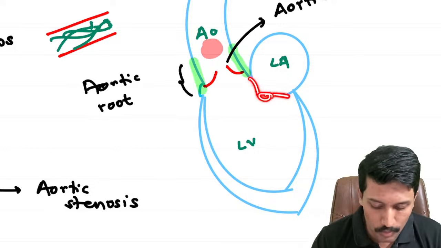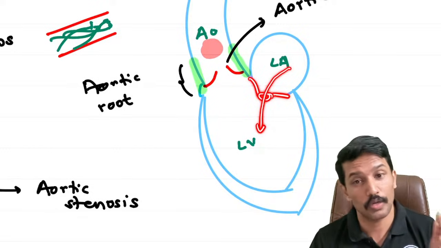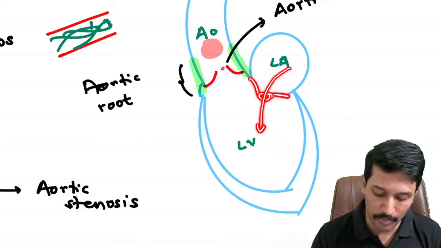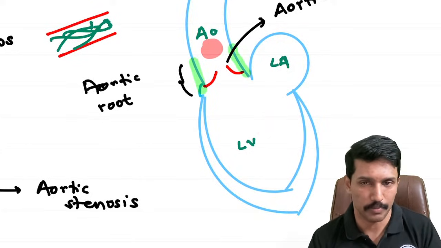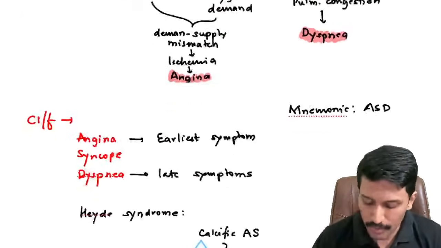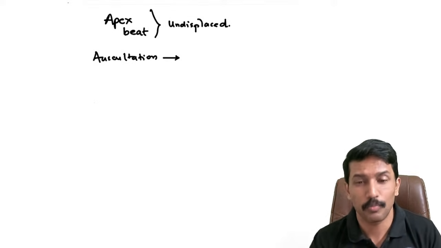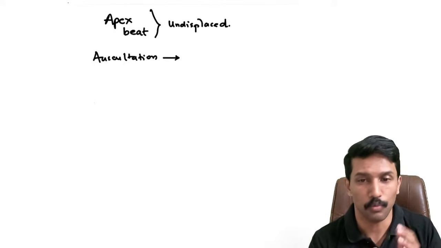If I had a mitral stenosis, blood moves during diastole, so I would have a diastolic murmur. So MS is a diastolic murmur, but AS is going to be a systolic murmur. The minimum thing you're expected to mention to your teacher is that you're expecting a systolic murmur, but a more detailed explanation is expected if you want more marks.